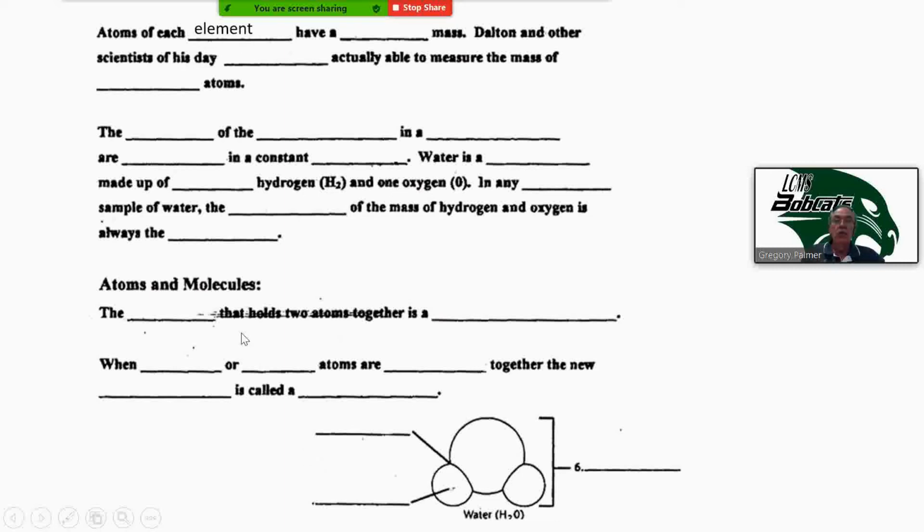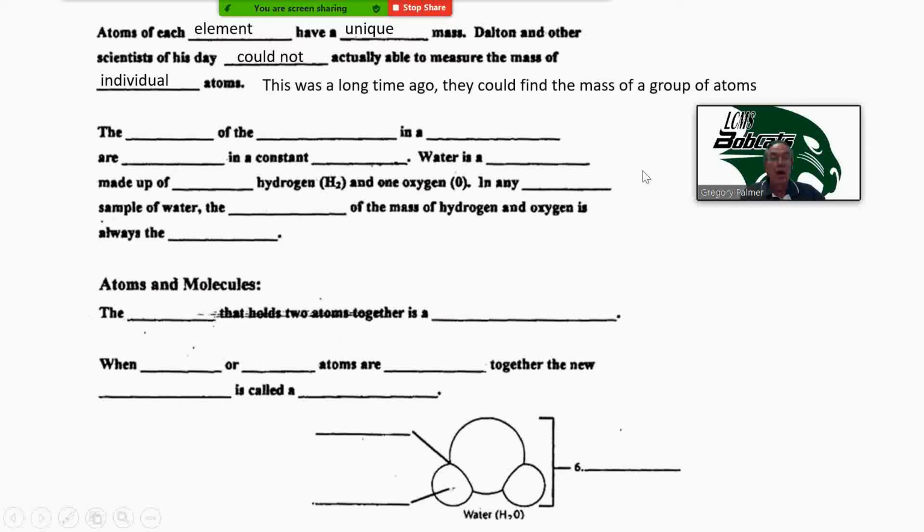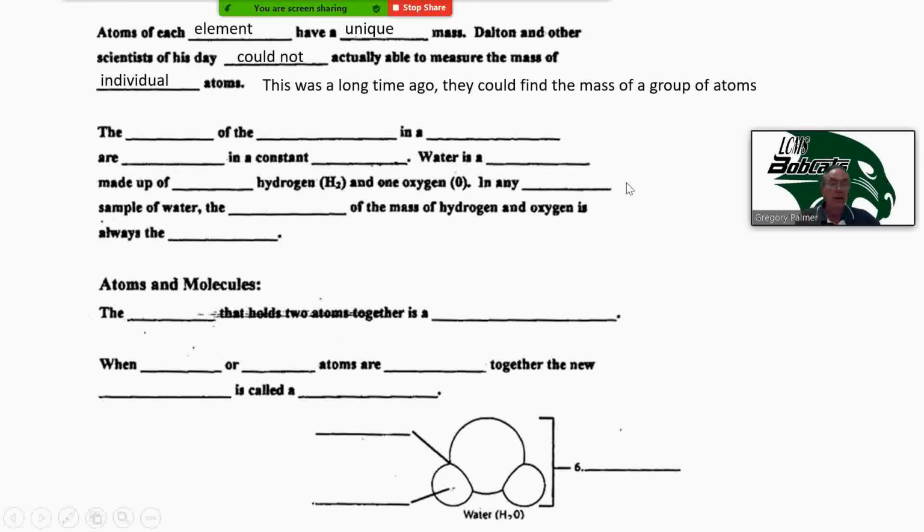Okay. Dalton believed that atoms of each element had their own unique mass. This is also what we think today. The masses of the elements are listed on the periodic table, and we're going to be learning more about that as the year goes on. Scientists of Dalton's day over 200 years ago obviously could not measure the mass of individual atoms. And we really can't do that today. What we do is we measure a big group of atoms and we divide by the number of atoms and find the mass of one that way.